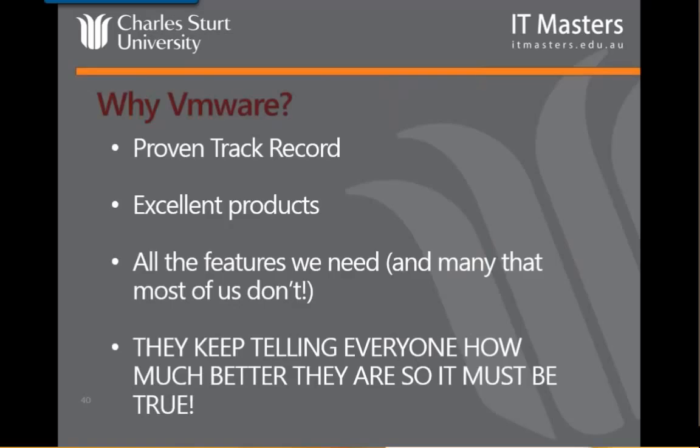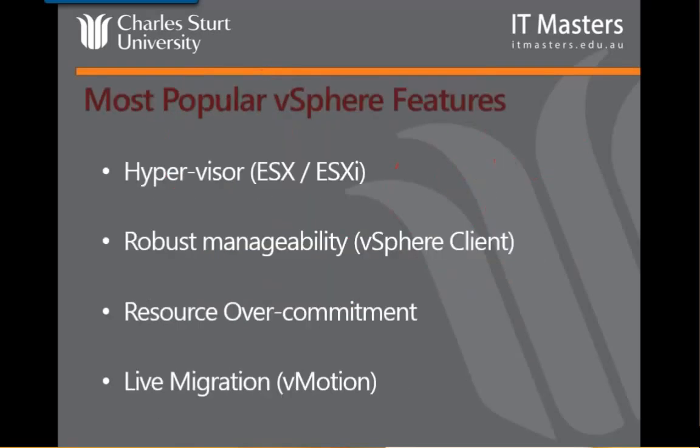Okay, why VMware? They definitely have a proven track record and excellent products. And they have all the features that we need, even though most of us don't use them. Again, both of them are going to tell you that VMware says VMware is better, Microsoft will be saying Microsoft is better. When it comes to VMware, there is the hypervisor, ESX, ESXi, the robust manager, the vSphere client, the commitments, and the live migration of vMotion.